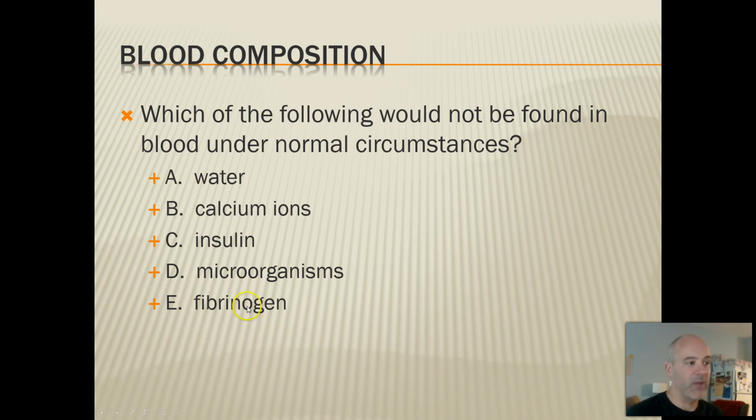Fibrinogen? Yes, remember fibrinogen is an inactive form of fibrin that's always present in your blood, and that whole blood coagulation pathway you've studied about converts fibrinogen to fibrin. Fibrin then forms a clot, that netting that generates the clot. But fibrinogen is always present in your blood, poised and ready to coagulate or clot your blood when needed.